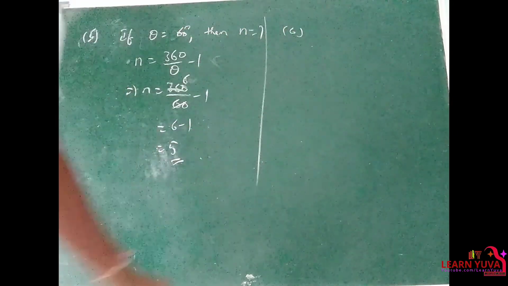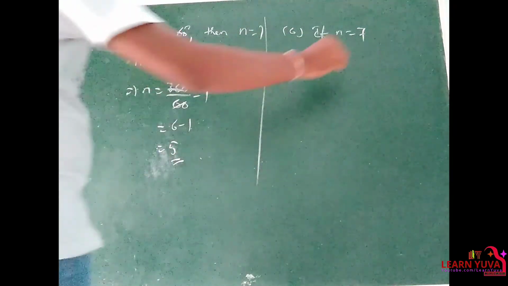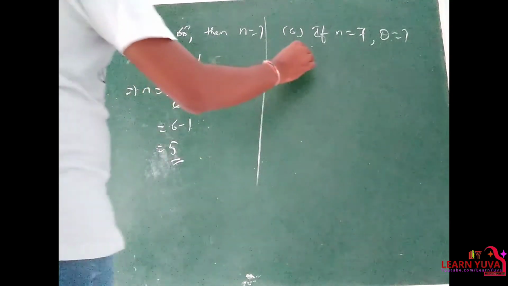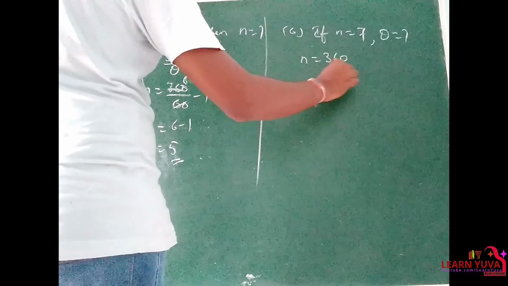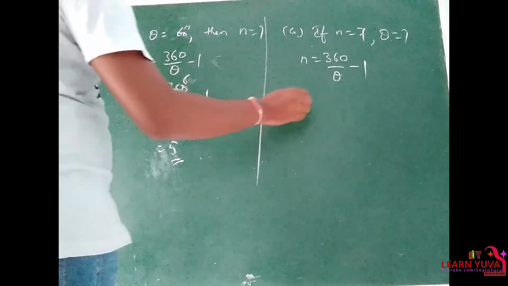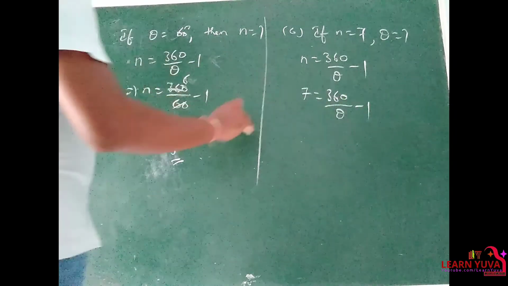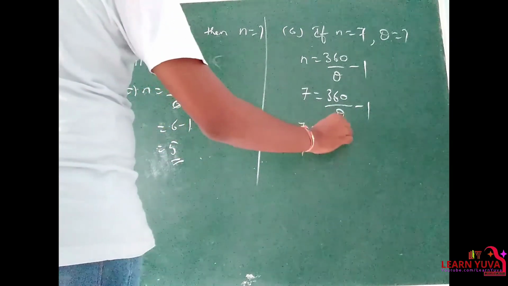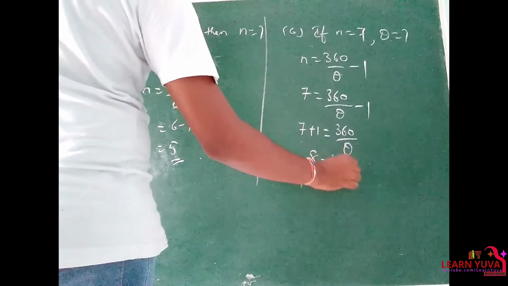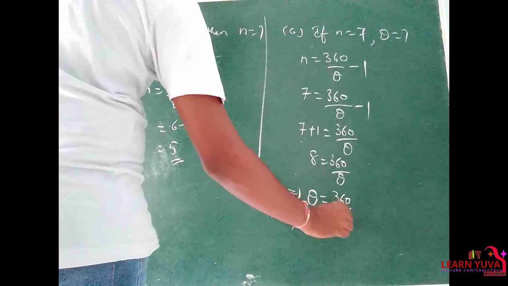Next problem, last problem. If n is equal to 7, find the angle between the two plane mirrors. Same formula, n is equal to 360 by theta minus 1. In the previous problem he gave the theta value, but in this problem he gave the n value. So 7 is equal to 360 by theta minus 1. Set this minus 1 to the left hand side. 7 plus 1 is equal to 360 by theta. So 8 is equal to 360 by theta. Then we need theta. Theta is equal to 360 by 8.